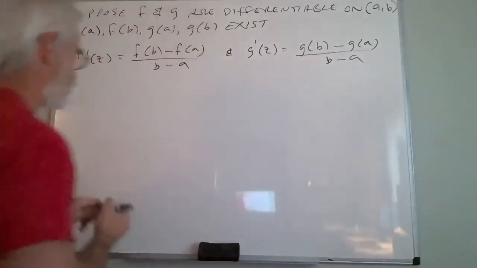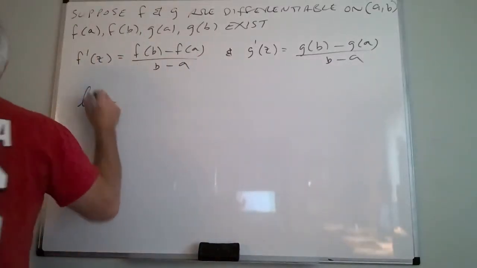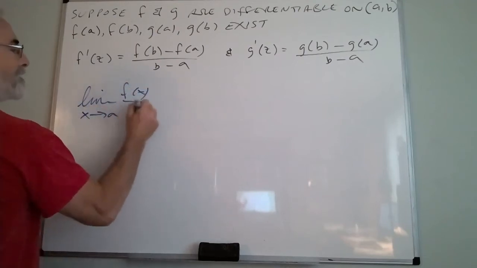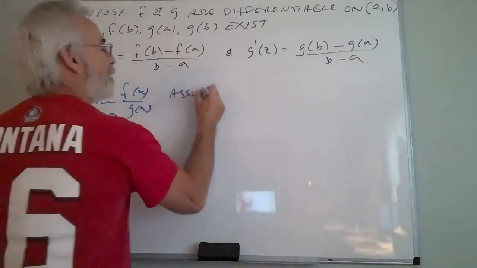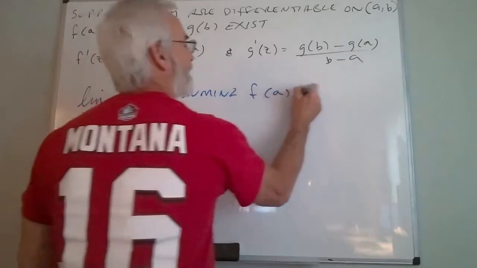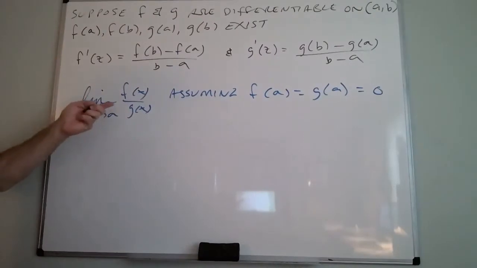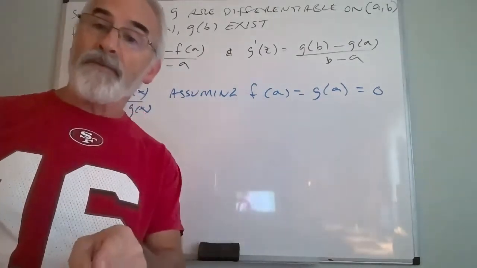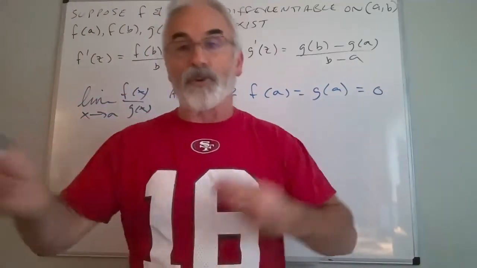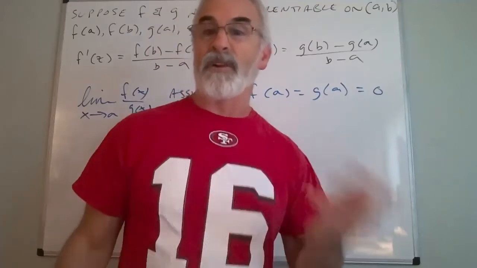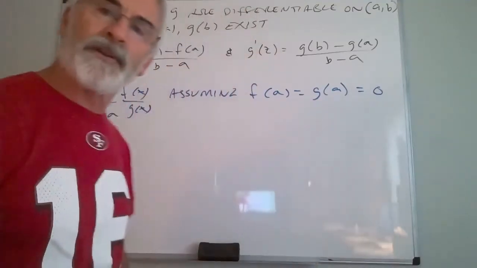So what I want to do is find the limit as x approaches a of f of x over g of x, assuming f of a equals g of a equals zero. So in other words, I have an indeterminate form here. I can't take the limit directly because these are both zeros. That's exactly what we've been doing. We know if it's algebraic, I can factor and cancel. If it's trigish, I can manipulate the trig. The problem is, what if it's exponential or logarithmic or something else more complicated? I may not be able to manipulate that.